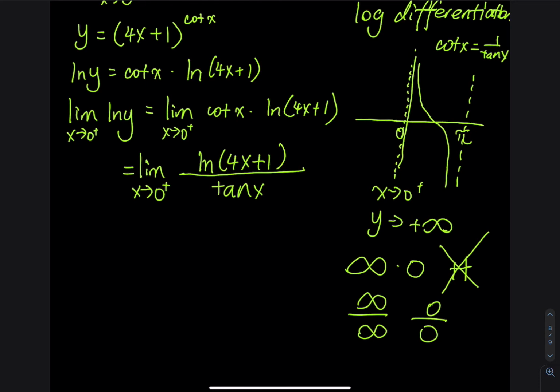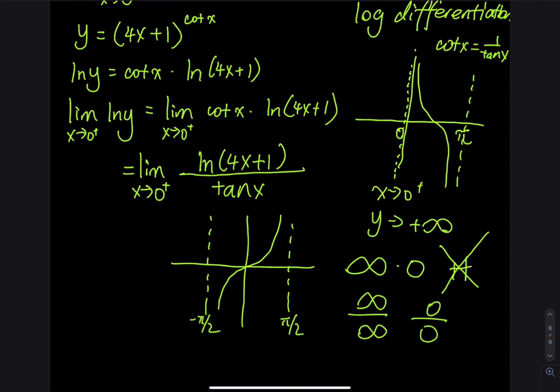And then what is the graph of tangent? The graph of tangent looks like this. We have two vertical asymptotes, one at pi over 2 and then one at negative pi over 2. As x approaches 0 from the right, at this point, we have 0, right?